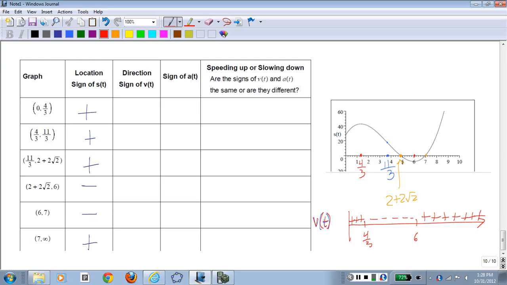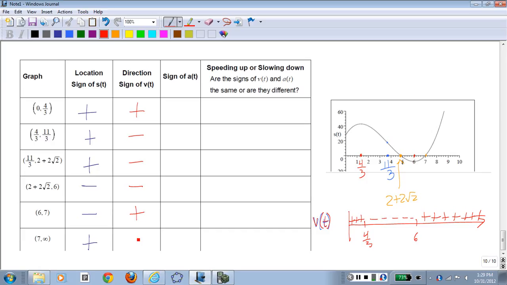So, from 0 to 4/3, it's headed in the positive direction. It's headed upward up to that point. At 4/3, it changes direction, and then it's headed in the negative direction. Still headed in the negative direction between 11/3 and 2 plus 2 times the square root of 2, and 6. And it's not until it gets to 6, to that relative minimum, that it changes direction, and then it's headed in the positive direction. So between 6 and 7, it's headed in the positive direction.